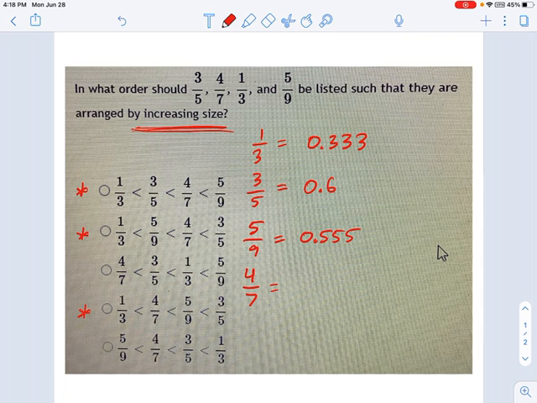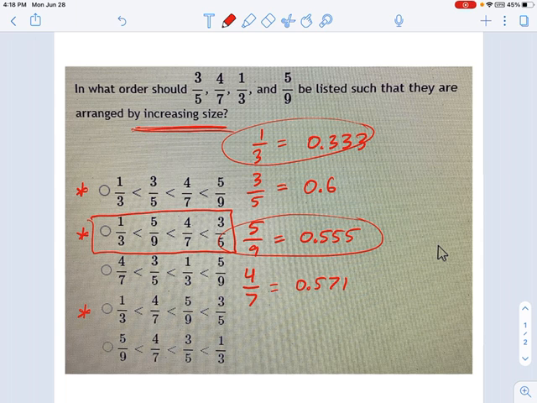And if you had to use your calculator for some other ones, who cares? That's what they're there for. Don't worry about it. 0.571. Okay. So I've got these four numbers, and I want to know, in increasing size, where do we go? So the smallest is 1/3. The next smallest is 5/9, and that's our answer right here.